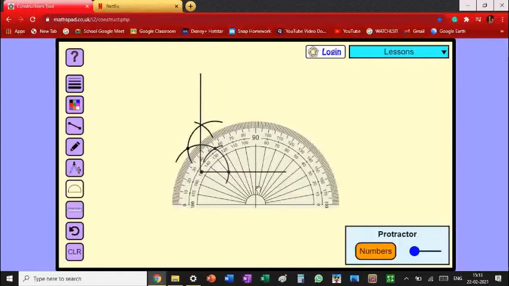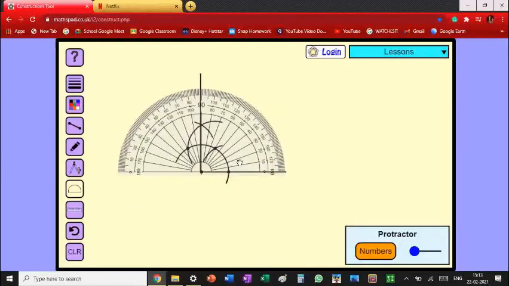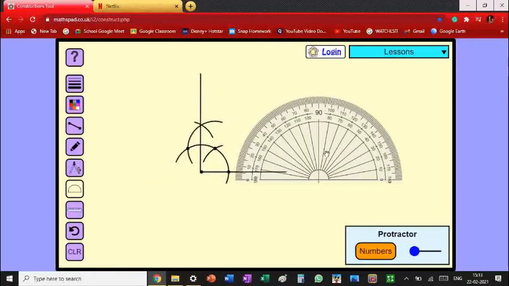Let us check what we have got as the result. Wow, it's the angle of 90 degrees. This is how you can make an angle of 90 degrees with the help of only a compass and a scale.